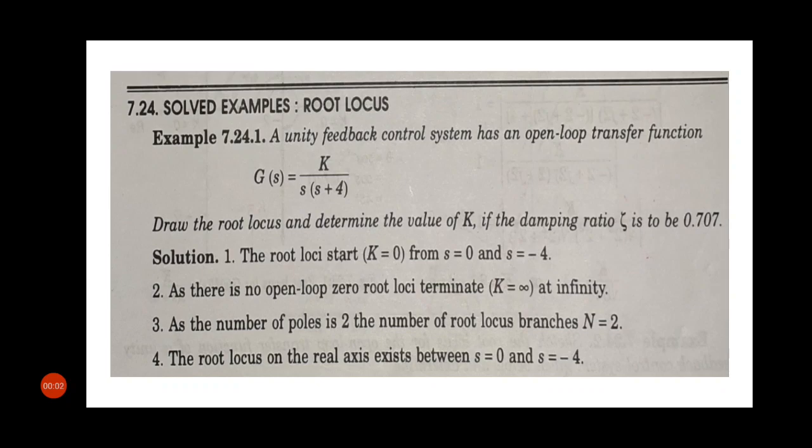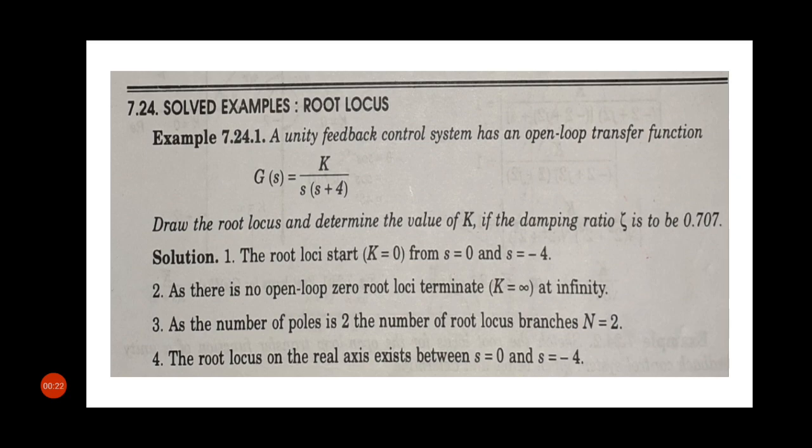Hello student, here in this lecture I will discuss an example of root locus, or how we will draw the root locus on graph paper. Okay, so root locus is always drawn on graph paper. So let's start our discussion.